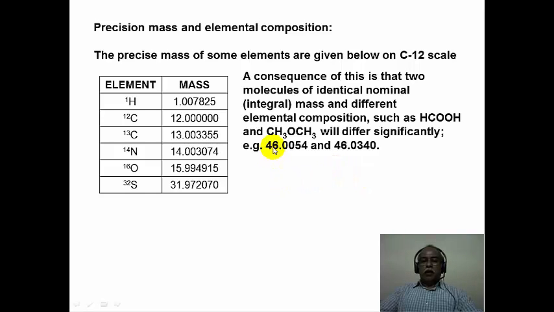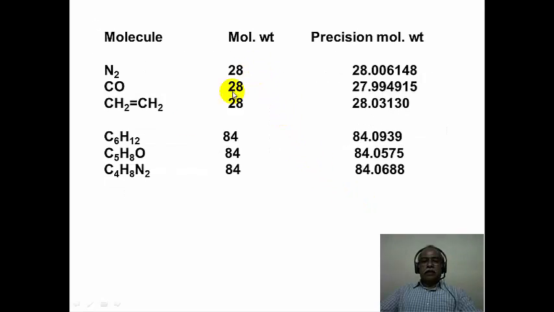Although the molecular weights are the same, which is 46 in unit resolution, if you go for a high resolution mass spectrum, the fractional weights that you see here essentially differentiate these two molecules in terms of their molecular composition. This is better illustrated in this particular table. Nitrogen, carbon monoxide, and ethylene, all of them have the same unit mass. In terms of unit resolution mass, it is 28 each. However, if you look at the precision mass, the fractional molecular weight that you see for each one of them is very different.